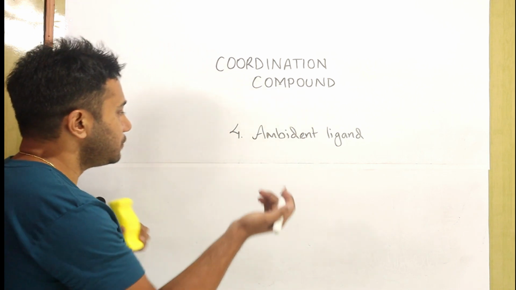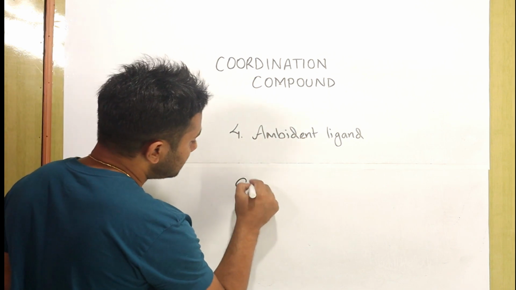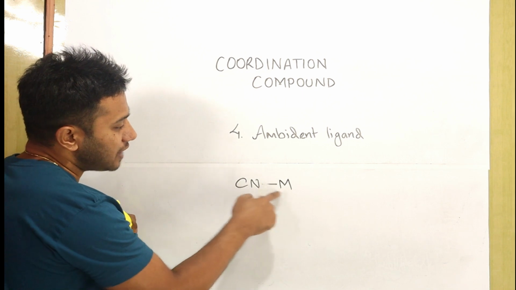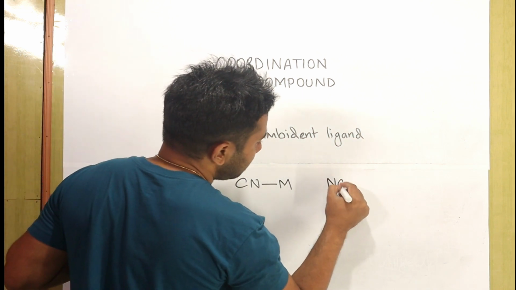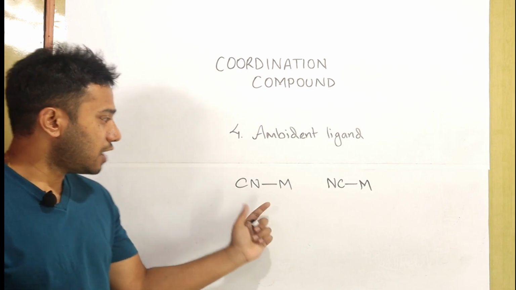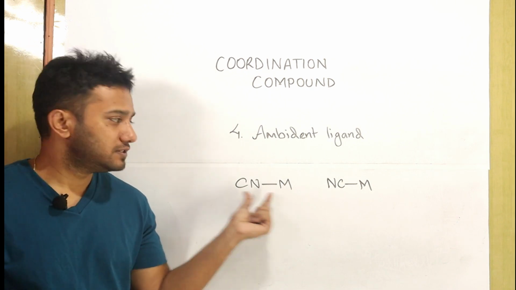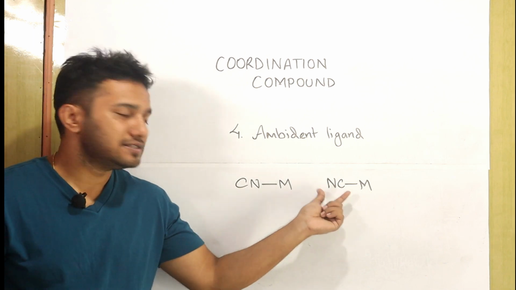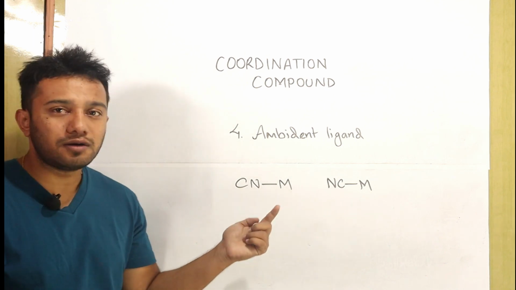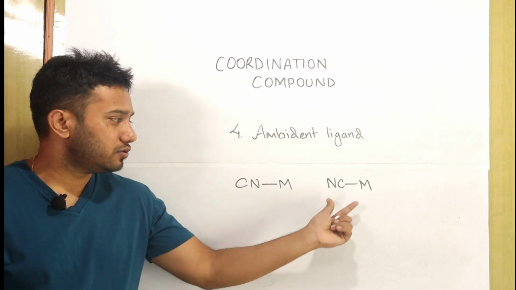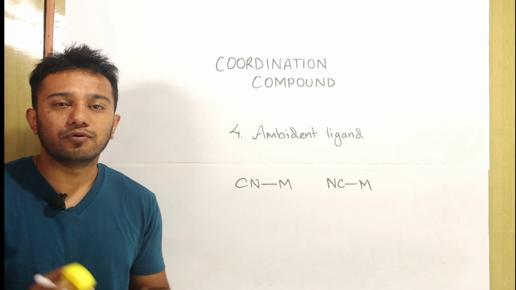So one example is CN, cyanide, here. This is making a bond using nitrogen, and if I write here isocyanide, this is making a bond with the carbon. So here both of them are CN itself. CN is cyanide, whereas NC is isocyanide. So both of them are monodentate ligands. So here it can make a bond using nitrogen, and here it can make a bond using carbon, from 2 sides.